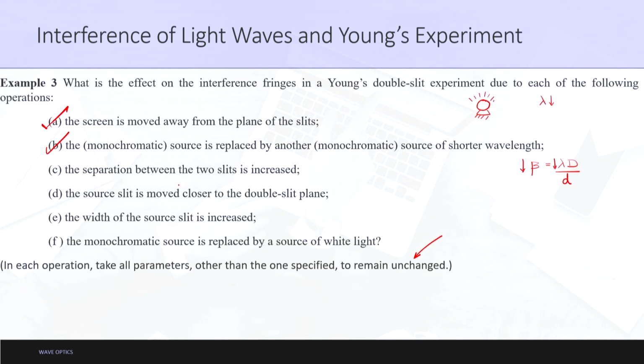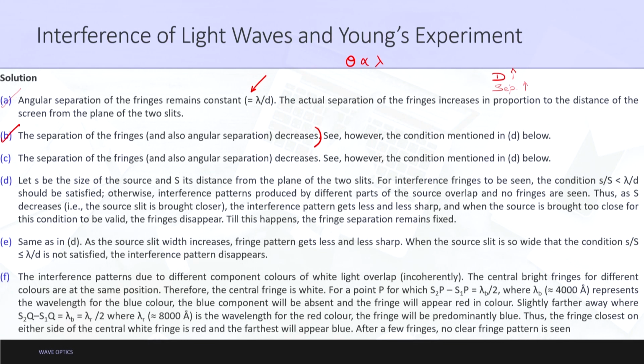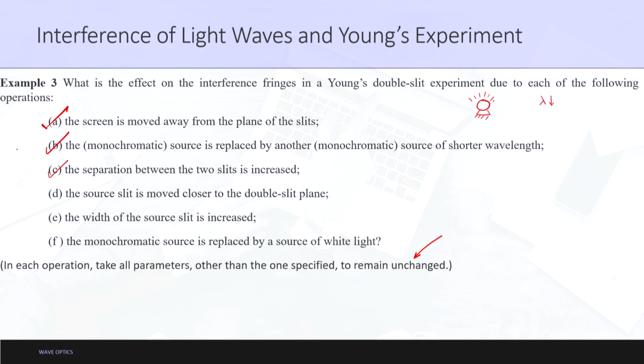Moving on, the separation between the two slits is increased. Quite evident that here again we need to use the concept of effect on interference fringes. As you can see, the separation of the fringes, also known as angular separation, decreases. So what is happening in this case, I will explain it here only.